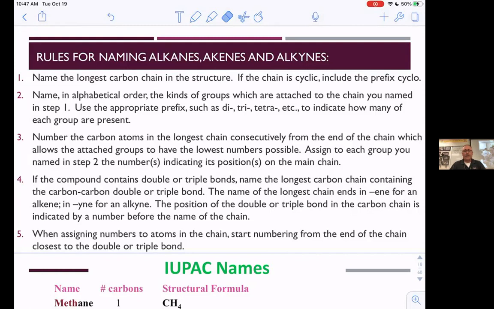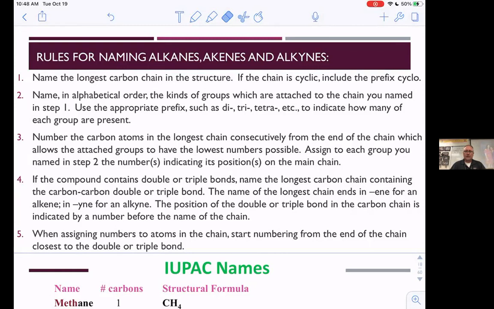Assign to each group you name in step 2 the numbers indicating the positions, like I said, on that main chain. If the compound contains double or triple bonds, name the longest carbon chain containing the double or triple bond from the end that is closest to that double or triple bond. If it ends in ene, it's for a double bond. If it's yne, it's for a triple bond. The position of that double or triple bond is indicated by a number right before the name of the chain.